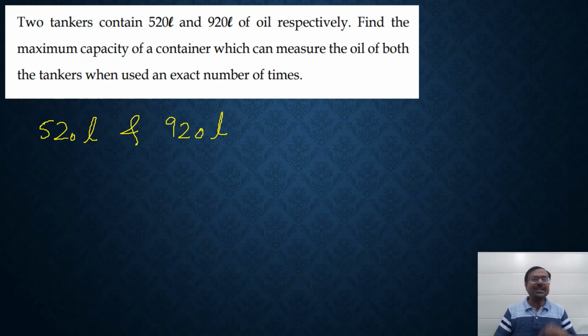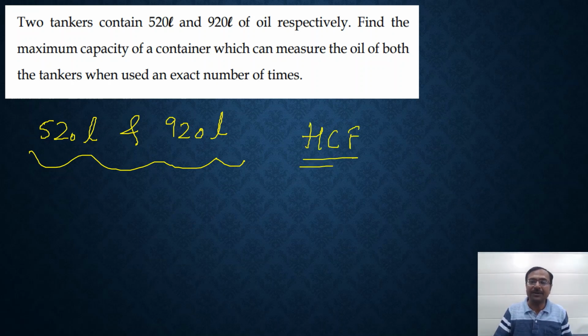So obviously the container which you will be using to measure 520 liters and 920 liters cannot have a capacity more than 920 liters, right? It has to be smaller than that. Only then you can use it to measure 920 liters. And whenever your answer is smaller than the given numbers, then it is a problem of highest common factor.